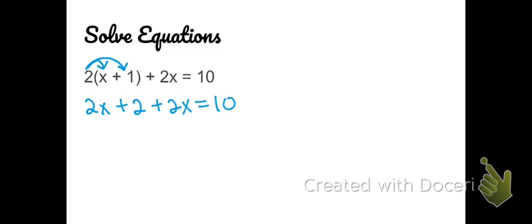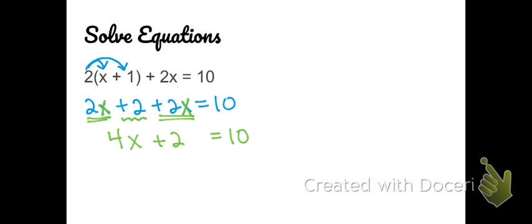Now I can combine my like terms. So again, I'm just looking at my left side. I have a 2x, and I have another 2x. Both of these have x's in them, so they are like terms. I don't have any other constants, any other regular numbers to combine. So if I combine the 2x plus the 2x, I have 4x, and then I still have my plus 2 equals 10.